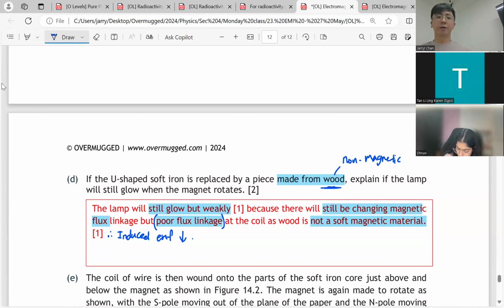Any answers you need to check for yours? That's quite important.